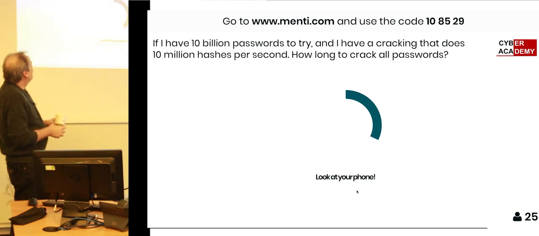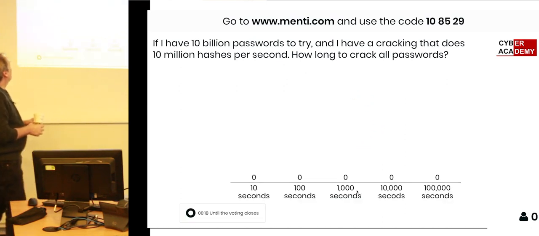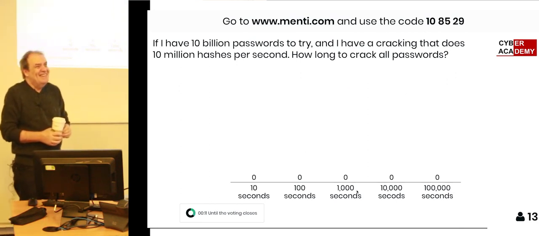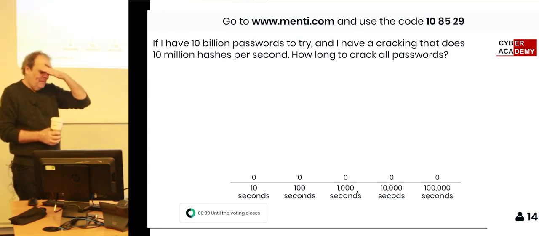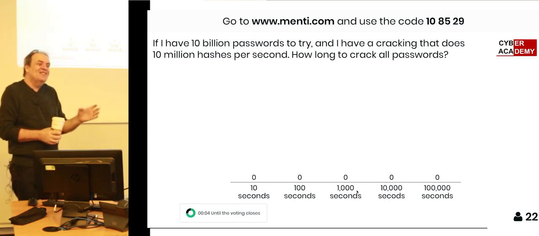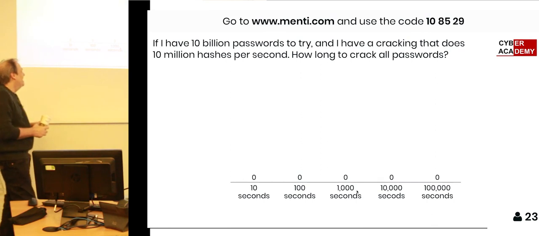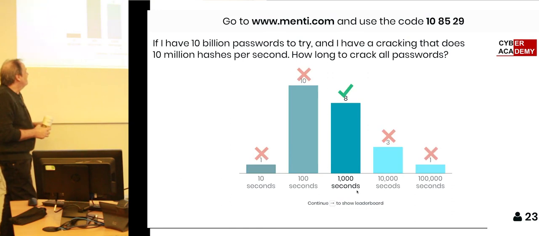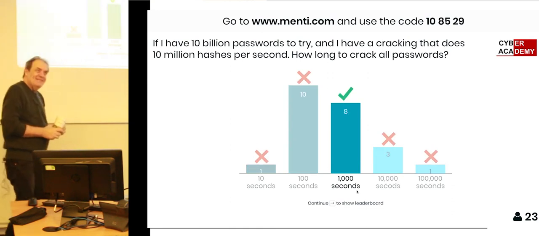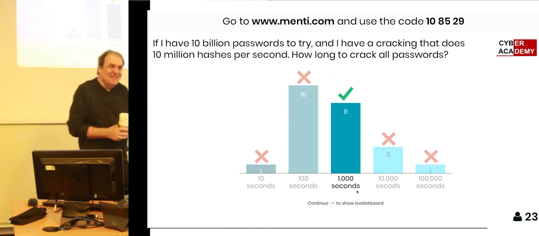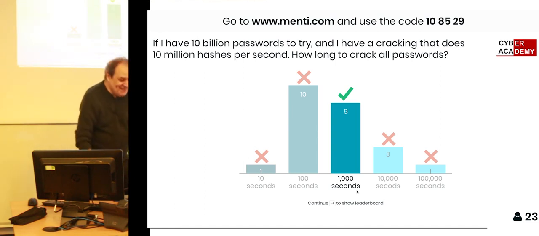If you've got 10 billion passwords to try, and you're going to crack with 1 million passwords a second, how long will it take you to crack all the passwords? Quickly. Just in case you get this as your millionaire question. I'm not expecting you to get this one right. Well done. Impressive. I'm not going to check that one.